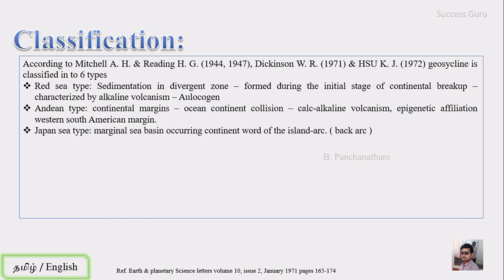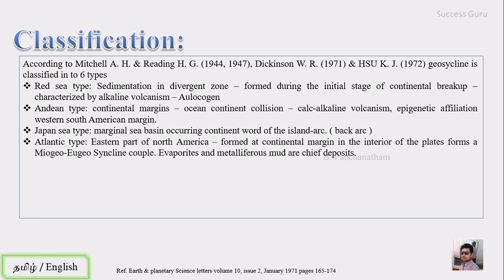The third one is the Japan Sea type, which is the marginal sea basin occurring continentward of the island arc. So you know the island arc system, right? The back-arc basin is called a Japan Sea type. The fourth one is the Atlantic type, which is in the eastern part of North America, formed at a continental margin in the interior of the plate from a geosyncline couple. Evaporites and metalliferous muds are chiefly deposited here. That is the Atlantic type of geosyncline.